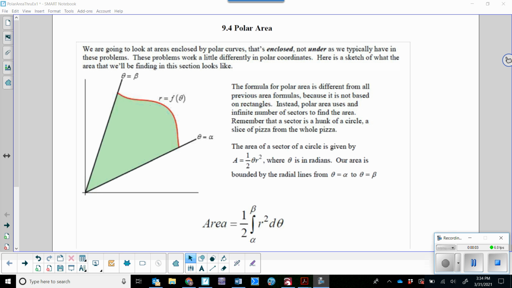Okay, this is our section about polar area. So we're going to talk about sort of the introduction here, and then you have another video that does some examples, and then we'll do a little bit more in class. So this beginning is talking about how we would do area with polar curves. The difference is in entirely how we think about this.